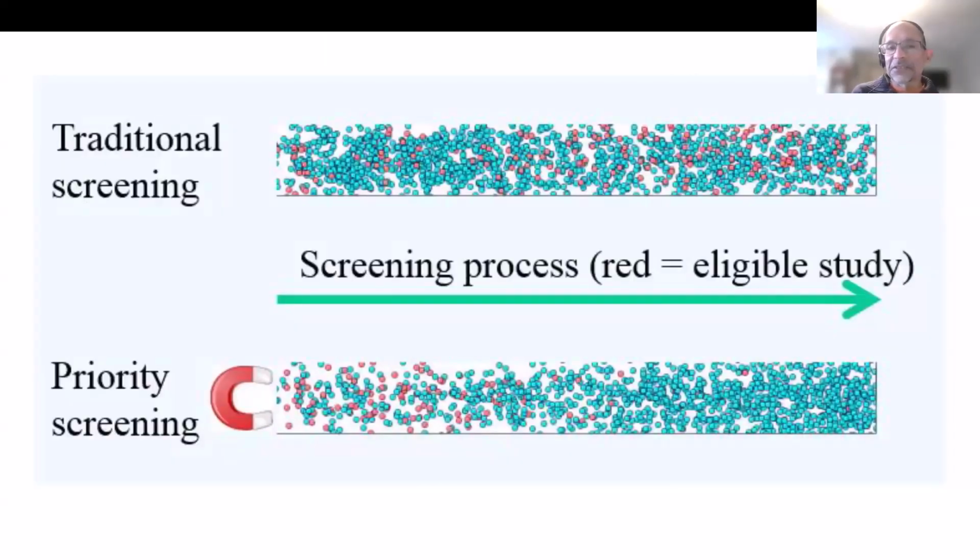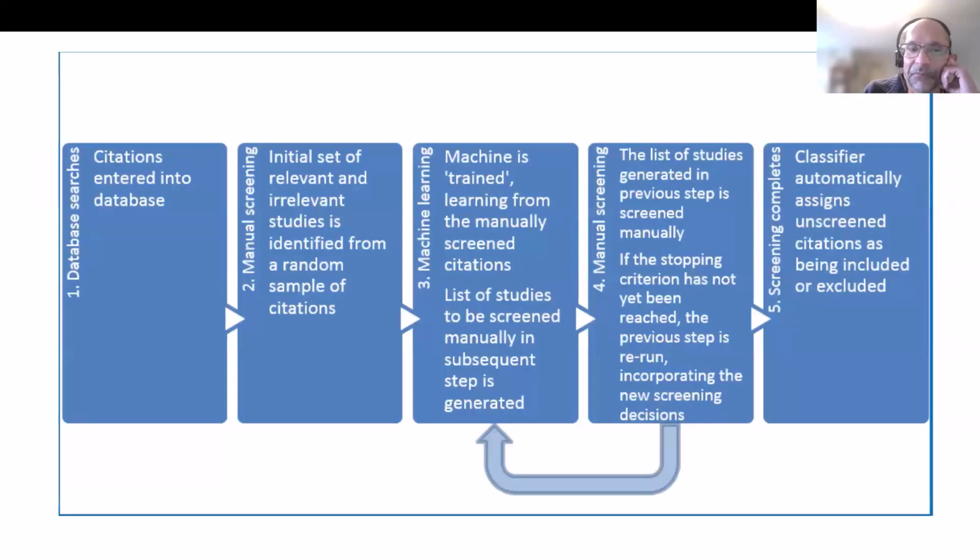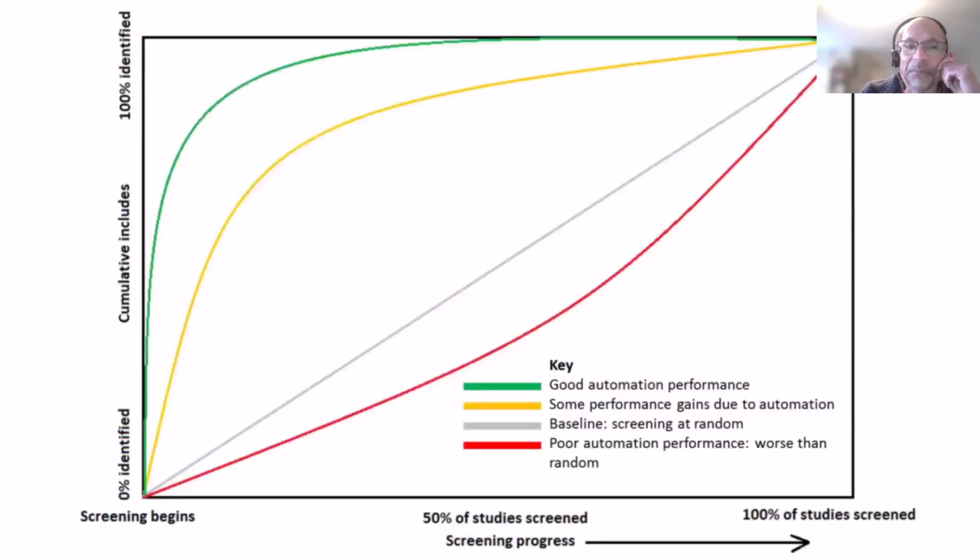So you can see a traditional screening process. Items are scattered at random through your screening list. With priority screening, it's learning what you're looking for, and it will pull the relevant items, those shown in red, towards the beginning of the screening list. It's an active process, so it's continually learning as you screen and improving its knowledge. And obviously that gives a better result. The more training information it's got, the better it'll perform.